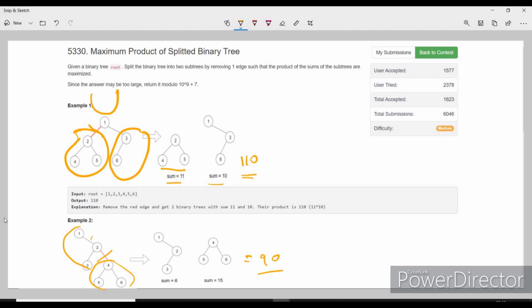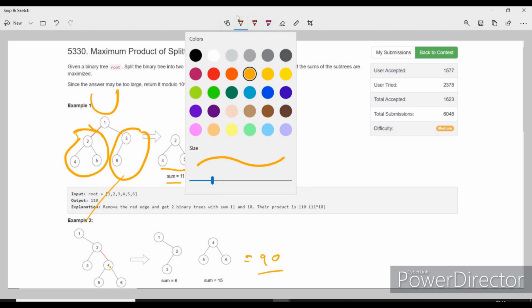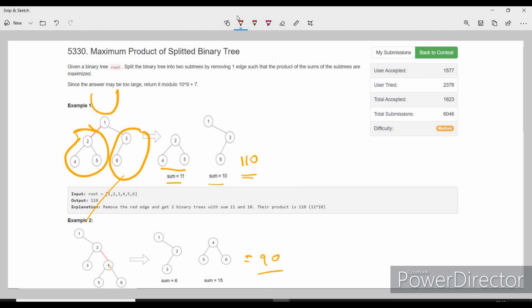Similarly, for this root, let me clear it up a bit. So for this tree, suppose we are considering this as the root, so this is the upper part, this is the left part, and this is the right part. If we know the total summation of the tree and the summation of the left and the right part, the upper part can be given by total minus left minus right minus root's value.